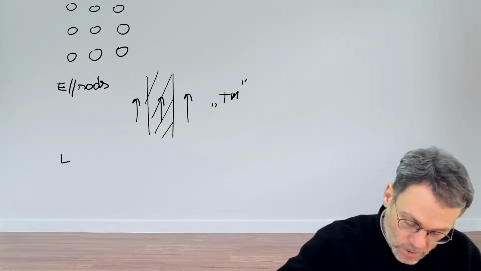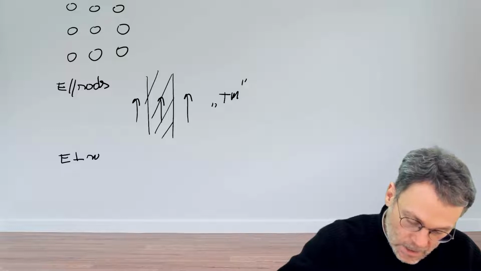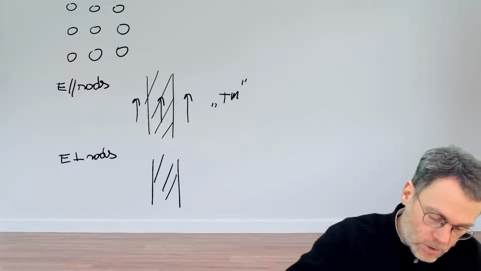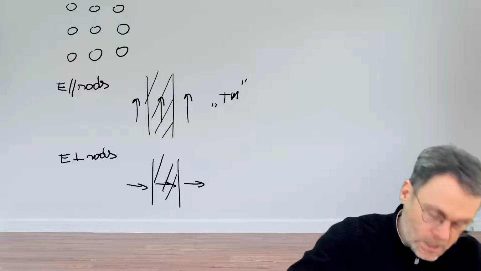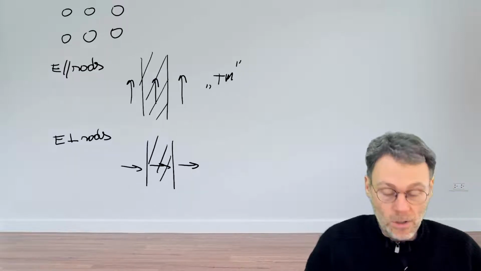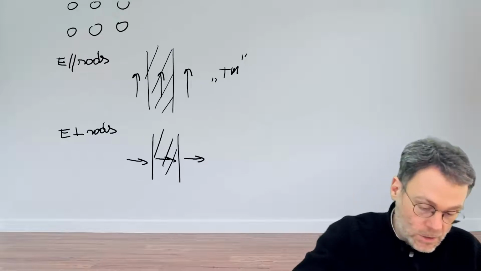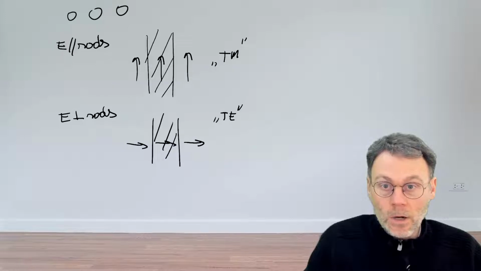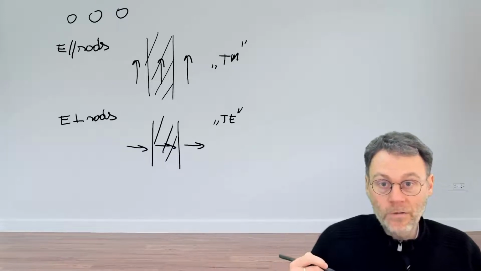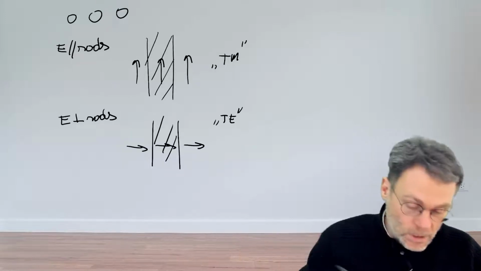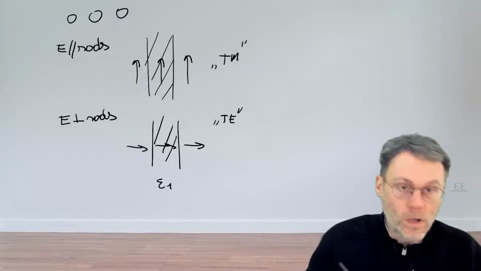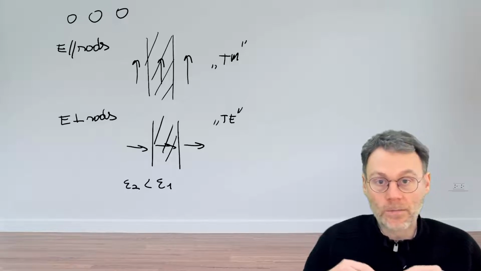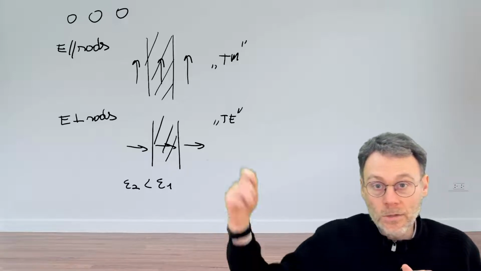Another situation that we can have is where the electric field is perpendicular to the rods. And then our diagram looks something like this. So these are the different electric fields, either inside or outside the rods. And this is called the TE polarization. Now we're going to assume that the rods have a refractive index which is higher than its surroundings. So this means that epsilon 1 inside the rods is actually bigger than epsilon 2 outside the rods. So this was the background.